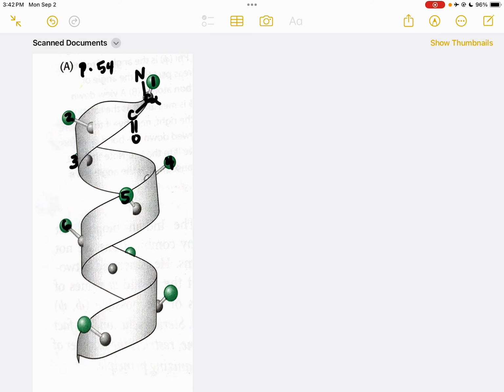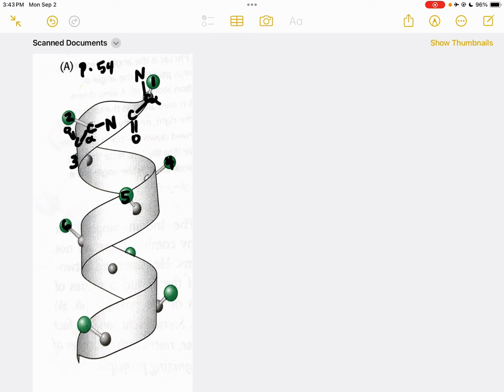So I've got one amino acid drawn. I'm going to draw the next one. So this is the alpha carbon, and it has the second R group on it. It also has an N, and it has the C double bond O. Okay, so there's the second amino acid.